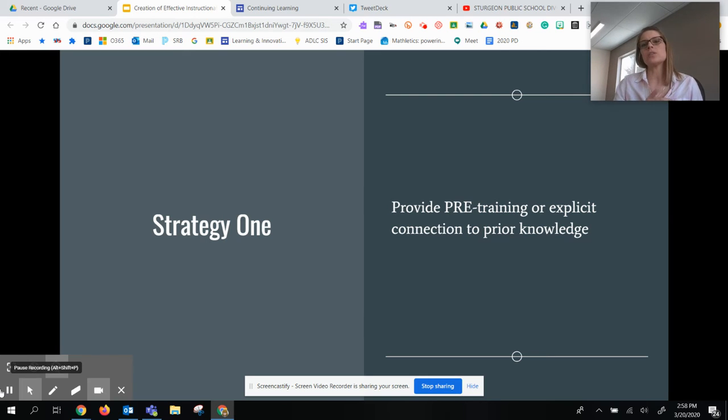Strategy number 1 is make sure that you're providing the explicit connection between what you learned before and what you're going to learn now. We do that with our kiddos. Absolutely. We say, yesterday we talked about this, and today we're going to move on and talk about this. So you're making that explicit connection for them and drawing on previous knowledge and identifying for them which previous knowledge. You need to do that in video form as well, because otherwise you are expecting them to do that independently, and then you can't guarantee they're drawing on the right previous knowledge. So provide that explicit connection for them.